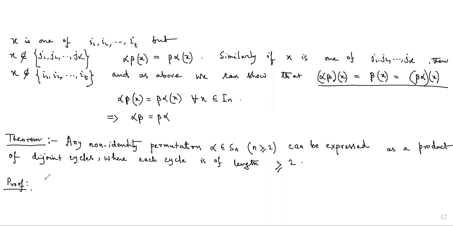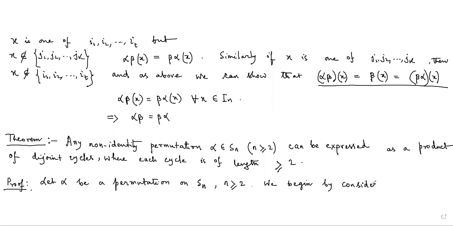Let alpha be a permutation on Sn, n greater than or equal to 2. We begin by considering alpha 1, alpha square 1.